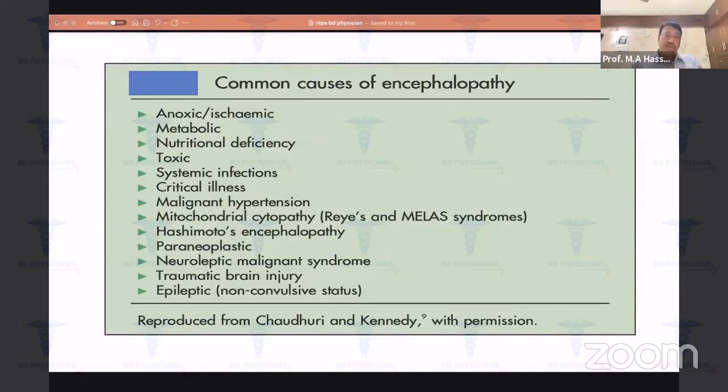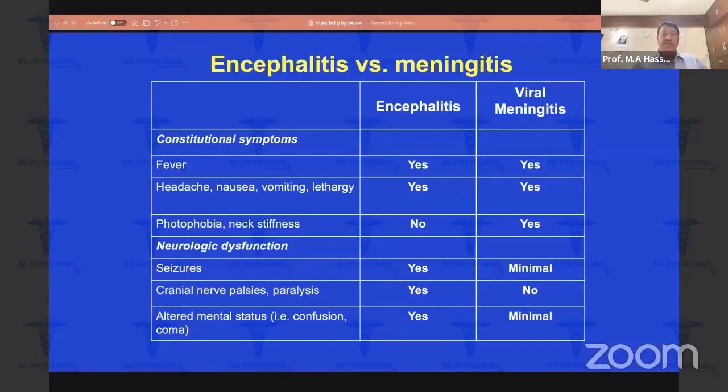We know the causes of encephalopathy. I am not going into details: metabolic causes, hypoxic causes, toxic causes, or even hypertension. Sometimes confusion may also arise with meningitis. Viral meningitis and viral encephalitis have almost similar features, but photophobia and neck stiffness are predominantly present in viral meningitis. Seizure is usually least common or maybe a late manifestation, and neurological features are usually common in encephalitis. Usually meningitis patients are confused, not in total coma or deeply unconscious, so there is a degree of confused state. These are some differentiating points between meningitis and encephalitis.